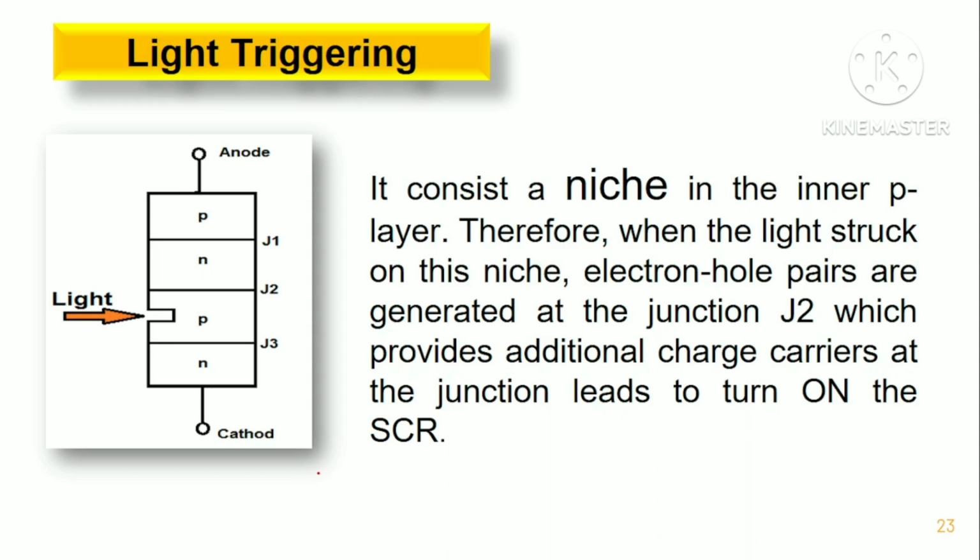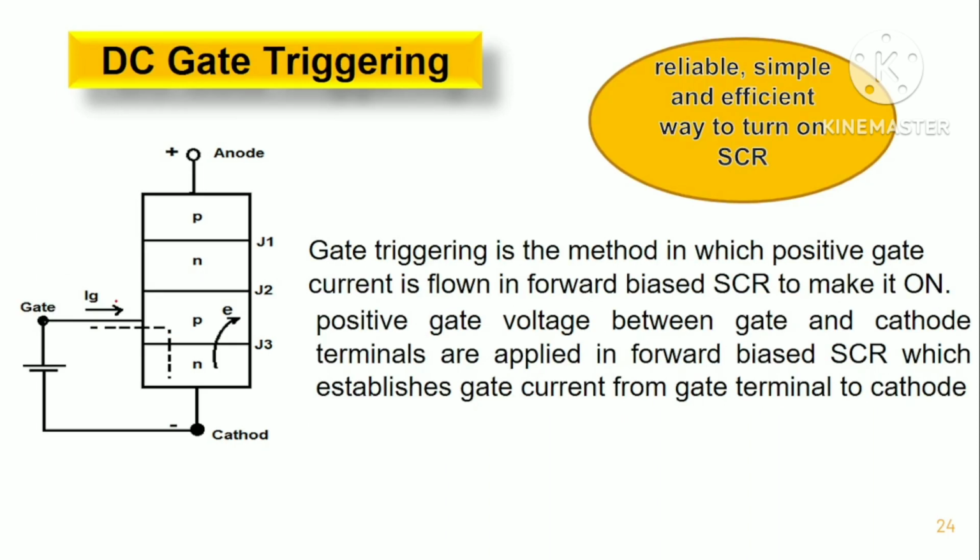This is the same thing. There is an inner P layer, and we have a small hole. A high intensity light passes through it, through which the SCR gets turned on. And this is the conventional, most reliable, simple and efficient method, called the DC gate triggering method.